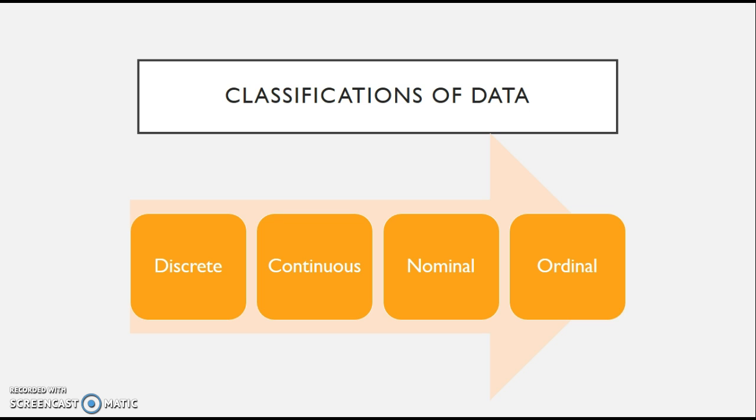Ordinal data is the last classification, and it is putting data into relative ranking order. For example, the best performer will be ranked first, then the second will be ranked second, and so on.